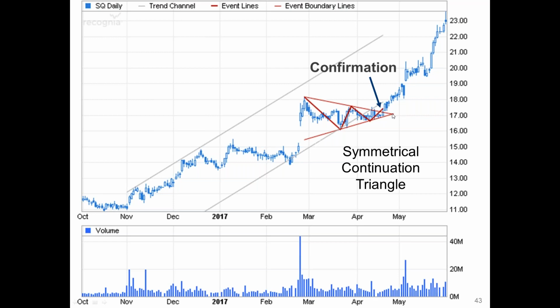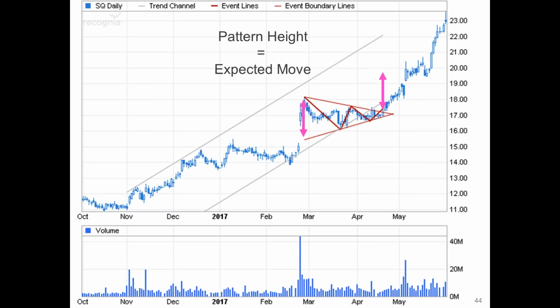In other words, it has to break out above that upper level of resistance or below that lower level of support. It's not a valid classic pattern until that happens. Now, I talked a little bit about the fact that these classic patterns are so useful because they can tell us something about what may happen next.